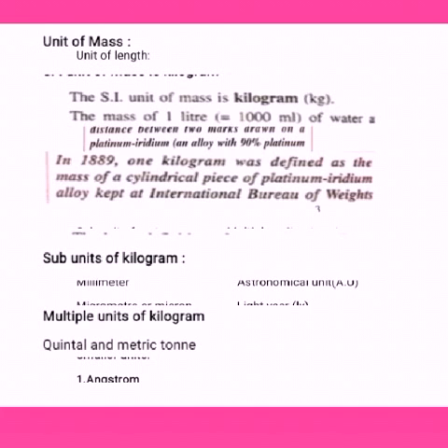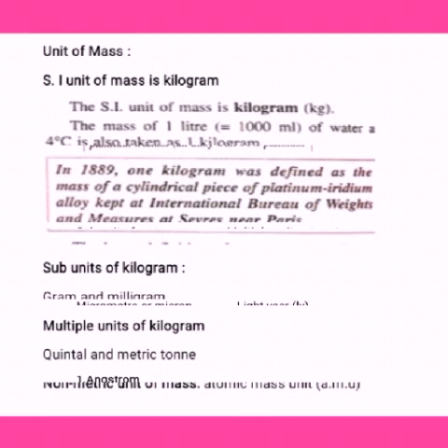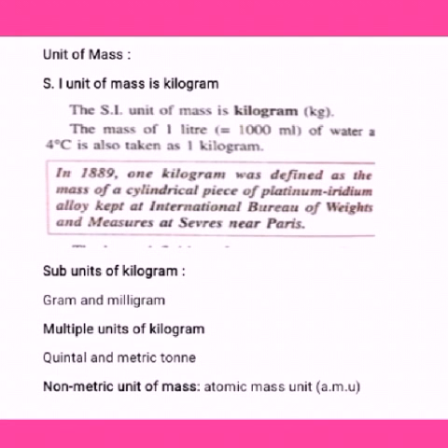Then the multiple units of meter: kilometer. 1 kilometer is equal to 1000 meter. Non-metric units of length are bigger units. They are measured in astronomical units. 1 astronomical unit is equal to the mean distance between the earth and sun, that means 1.496 into 10 to the power of 11 meter.